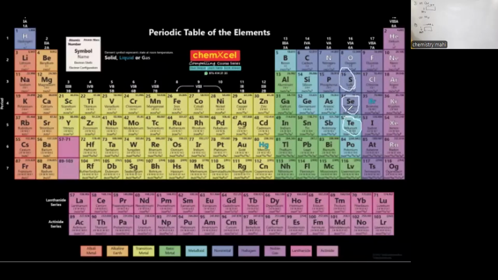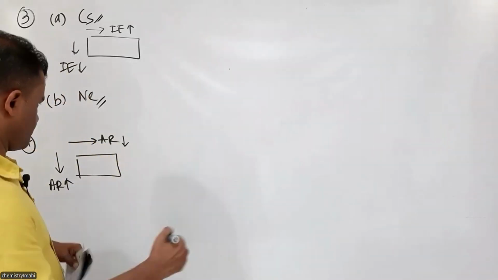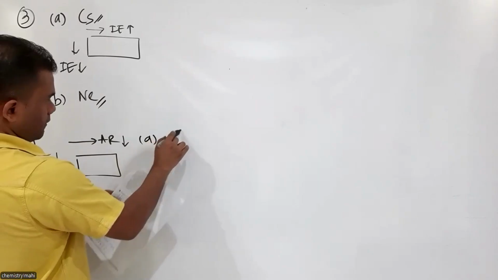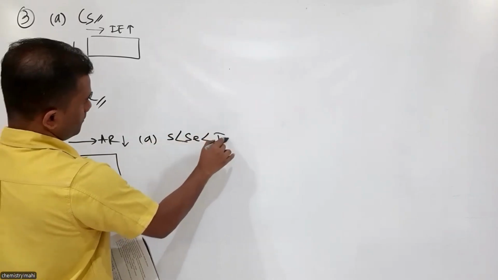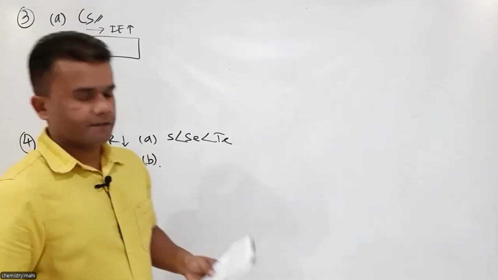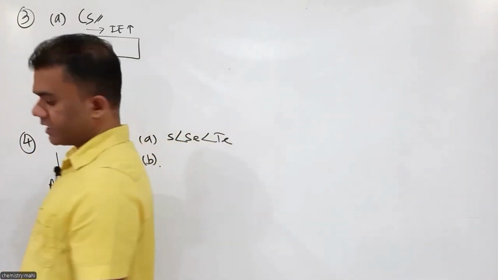It's very clear. Down the group, the size should increase. So from sulfur to tellurium, it should increase. In the case of A, it should be sulfur, selenium, and tellurium. Easy. Next one, B: potassium, bromine, nickel.